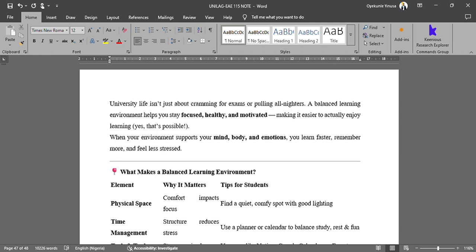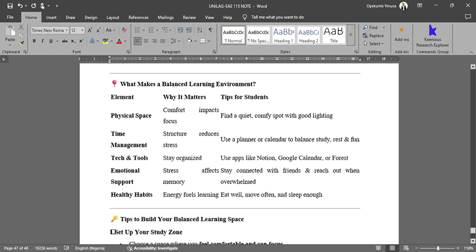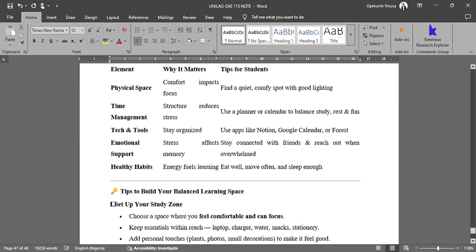So what then makes a balanced learning environment? The first thing you must consider is the physical space. The physical space gives you comfort. It gives you comfort, and it helps you to feed your focus. You focus on what you need to do and you then do it.